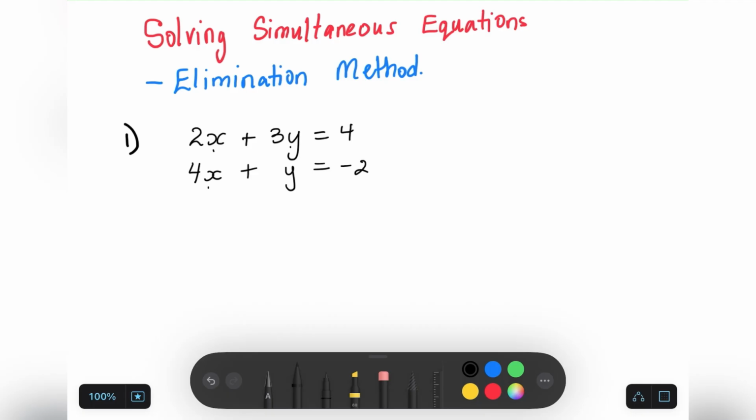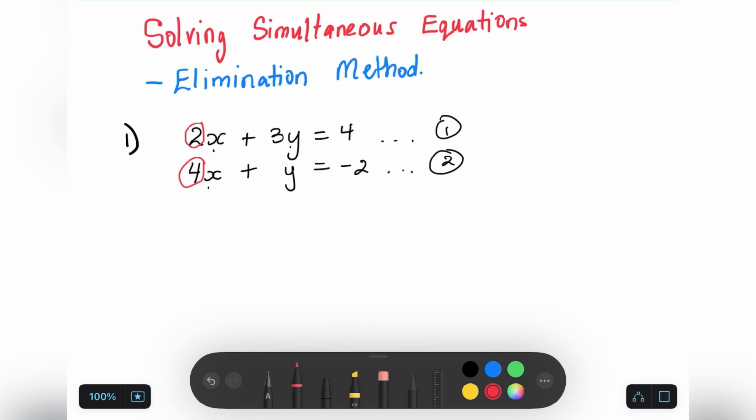So there are a few things that we have to do before we can go ahead and use the elimination method. First, let's just label our equations. This is equation 1, and this is equation 2. Now, if I want to eliminate x, I look at the coefficients of x, which are 2 and 4, and I ask myself, what is the LCM of 2 and 4? Well, the lowest common multiple of 2 and 4 is 4, because both 2 and 4 can go into 4 without leaving a remainder.